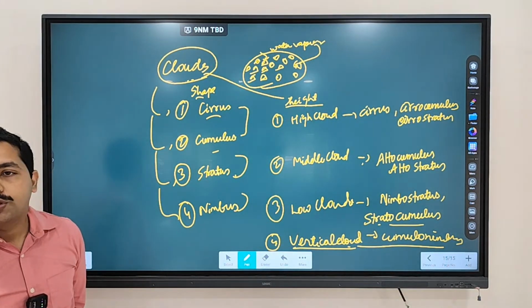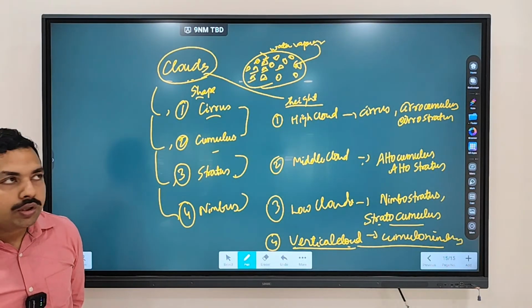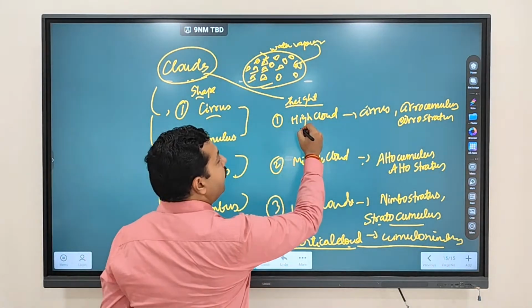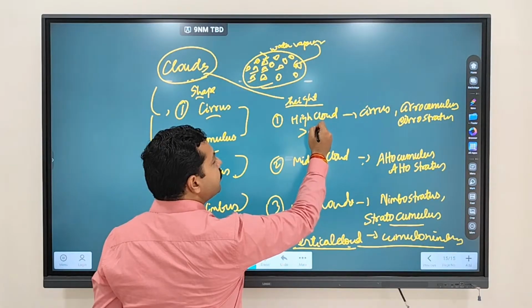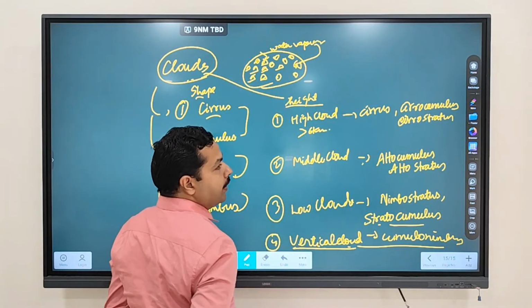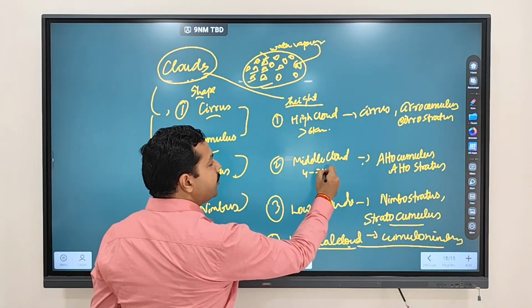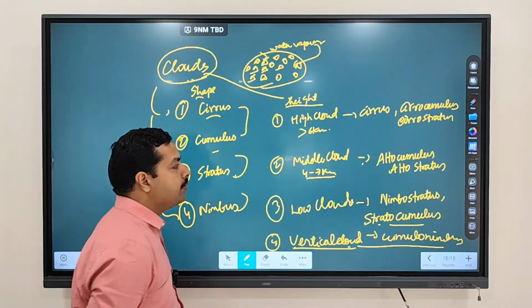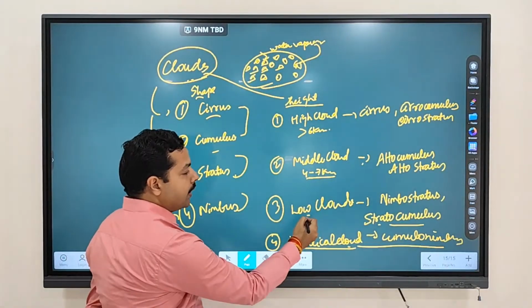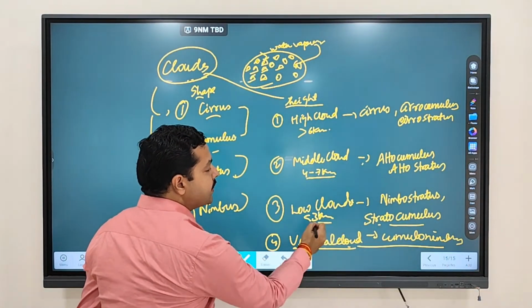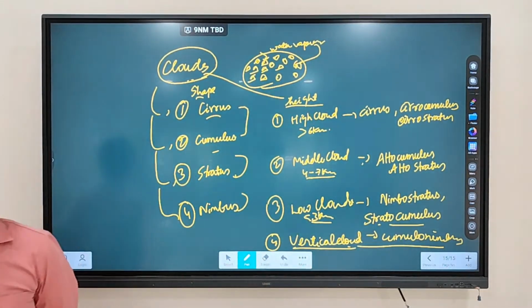Clear? So generally, high clouds are formed above what? Above 6 kilometers, generally high clouds are there. Generally between 4 to 7 kilometers, you will find middle cloud. And less than 3 kilometers, you're going to find the low clouds.